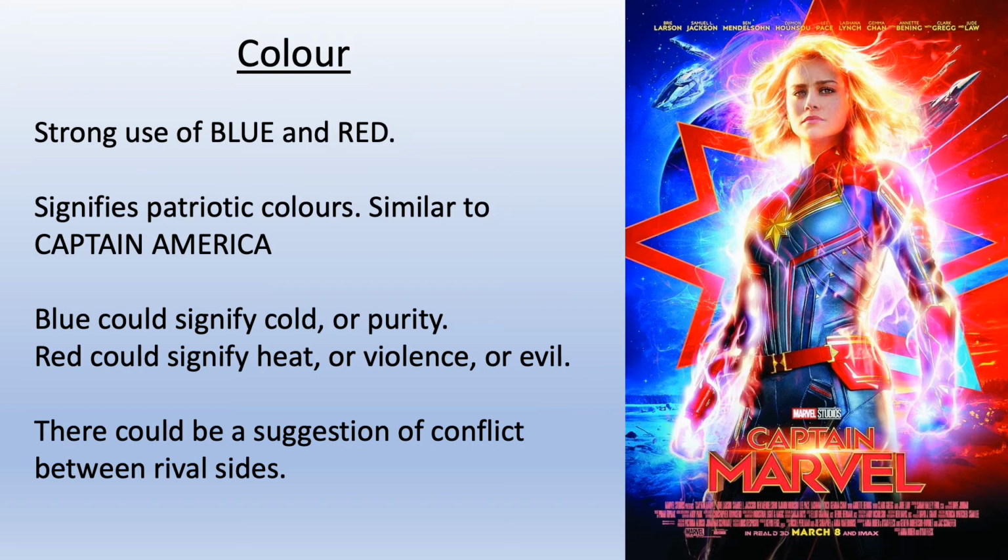Later on, we're going to talk about this thing called binary oppositions, which is in most texts, so in most films, books, narratives, there tends to be conflict created through opposition. So you could say that there's an opposition going on between the blue team and the red team. There could be a suggestion of battles or rival sides.